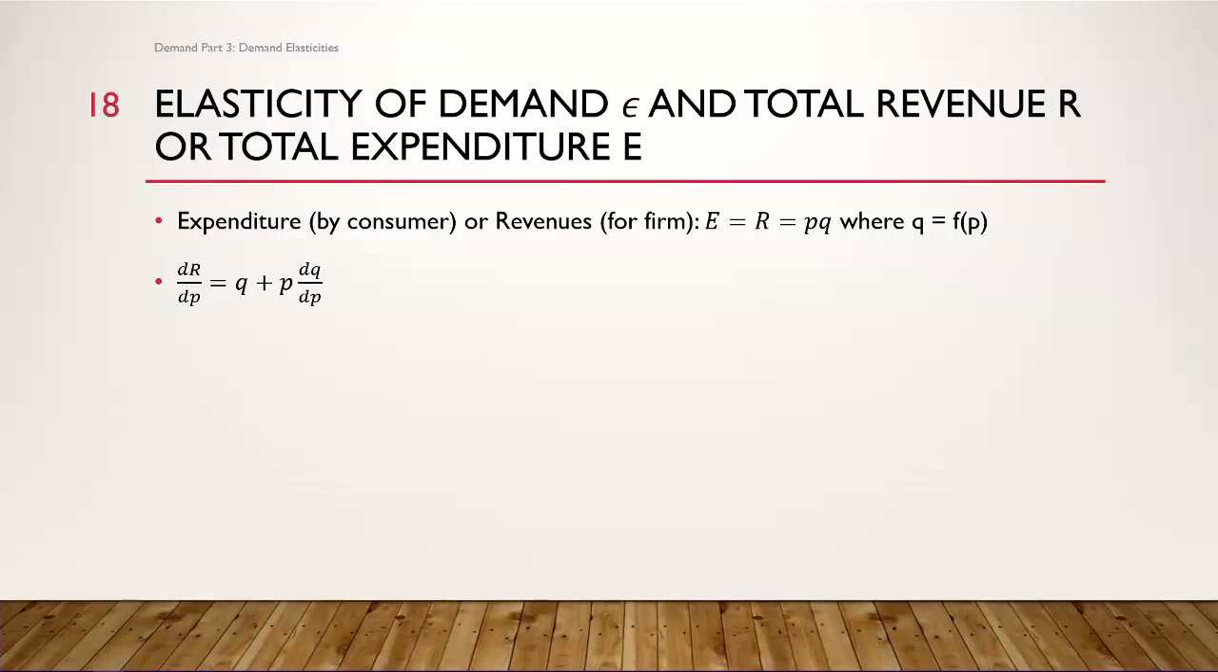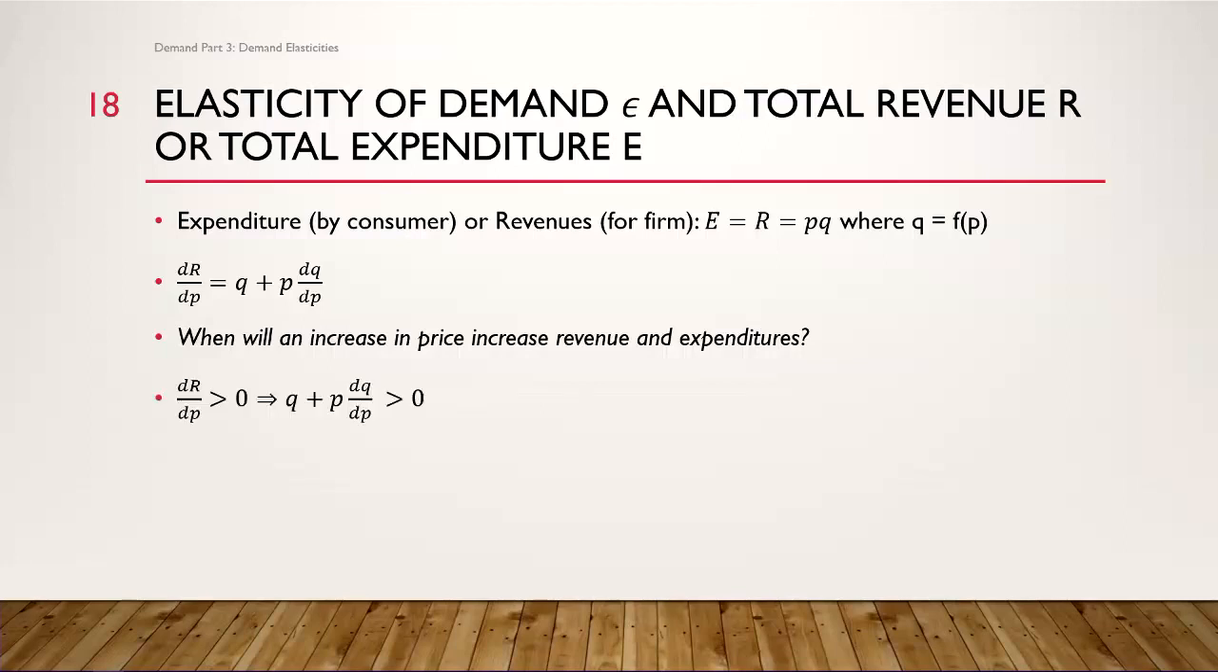Okay. So we ask the following question. When will an increase in the price increase revenues or expenditures? Well, we already see that revenues will go up when the price goes up, or expenditures will go up when the price goes up, if this expression is positive, if Q plus P times dQ/dP is greater than 0.